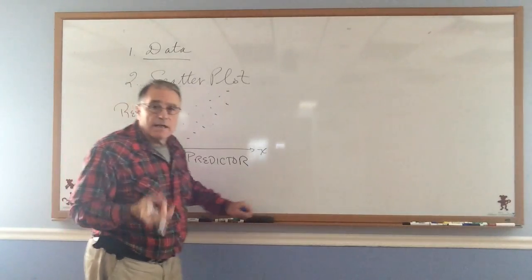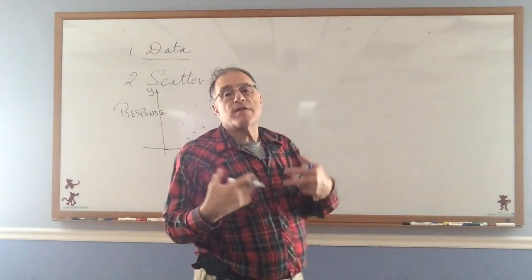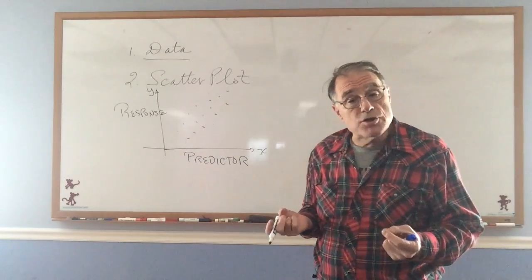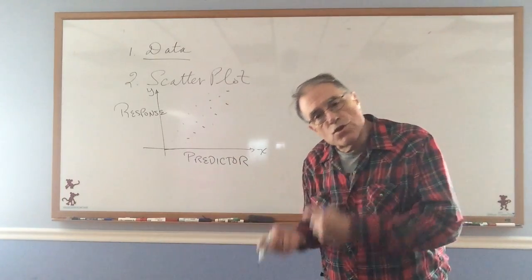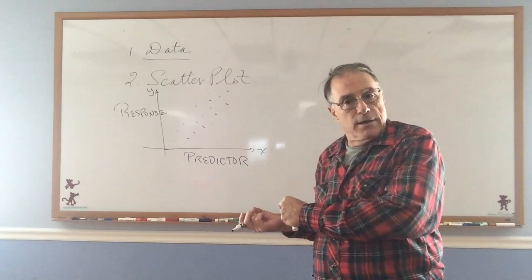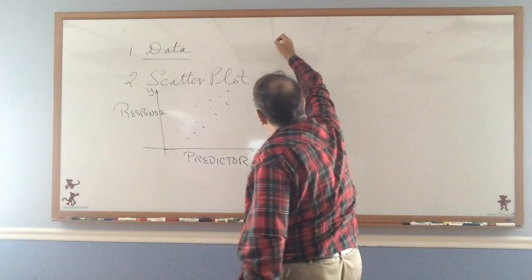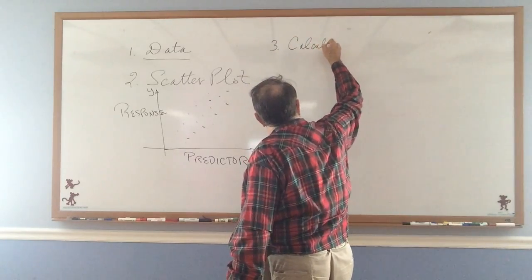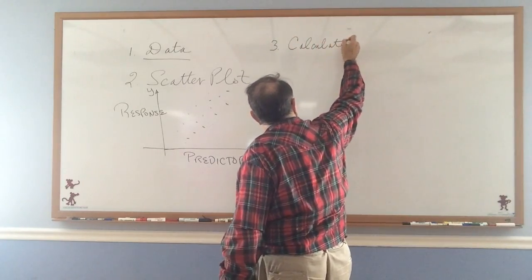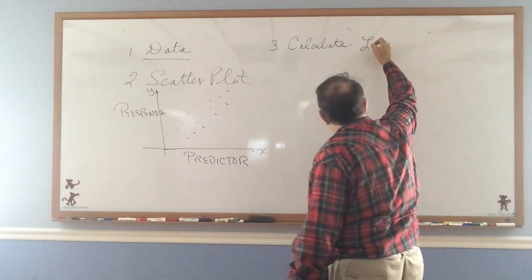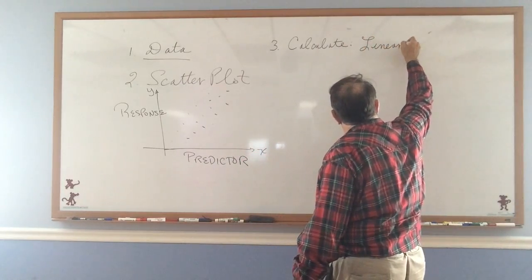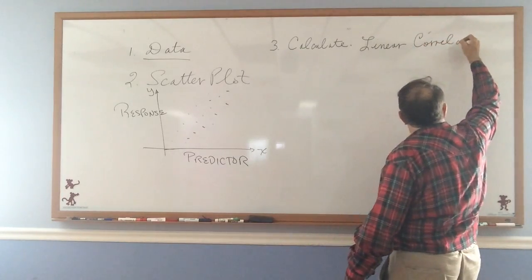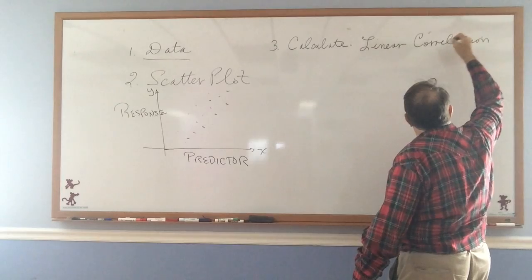So once we have collected our data and we've constructed our scatter plot, we then want to come up with a measure for the strength of this linear relationship. And so in step 3, we will calculate the linear correlation coefficient.